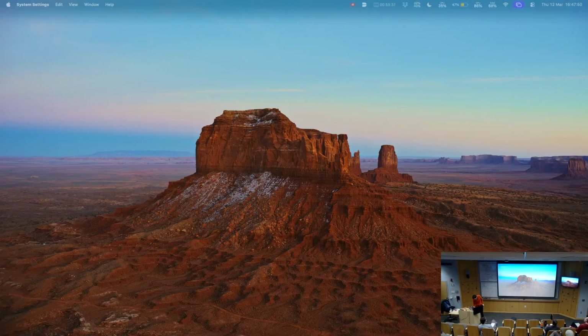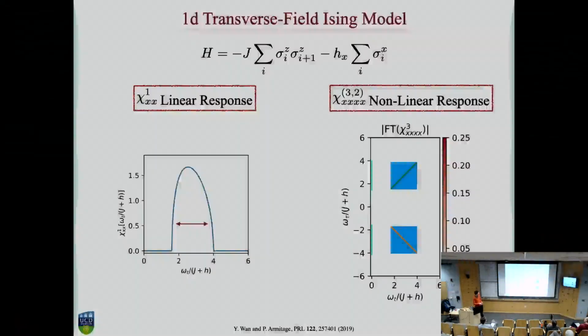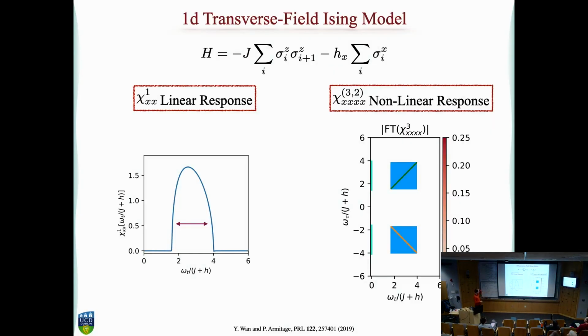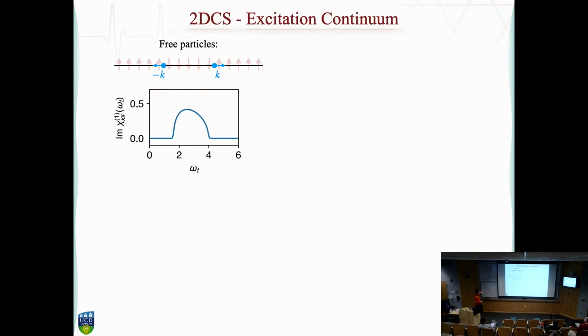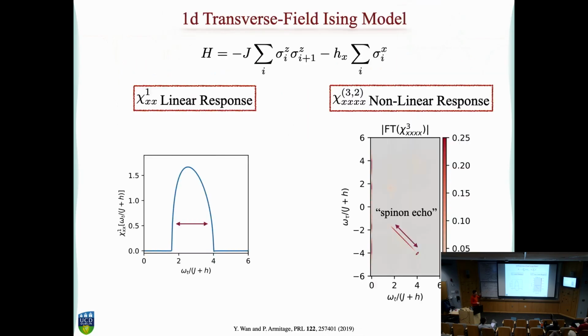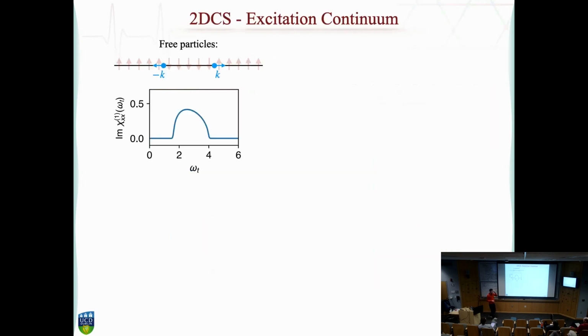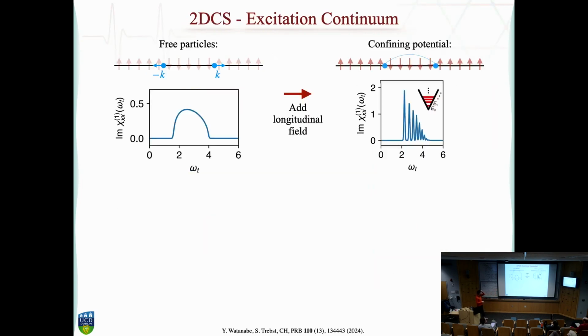Okay. So we were looking at the transverse Ising model, and we get this nice clean signal. Okay, so let's deform the transverse Ising model a little bit. Make it a little bit more tricky. So what's the simplest deformation? You just add a longitudinal field.